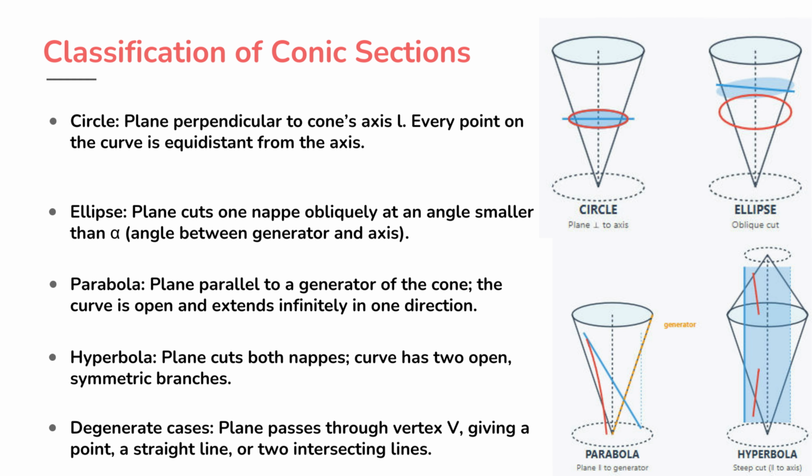Hyperbola, when the plane slices through both nappes, forming two opposite open curves called branches. And if our cutting plane passes right through the vertex, we get degenerate cases. A point, a single line, or two intersecting lines. So, depending on the plane's tilt, we travel through the full conic family tree. Circle, ellipse, parabola, and hyperbola. See, the cone is like a magician's hat. Every angle gives you a different trick.